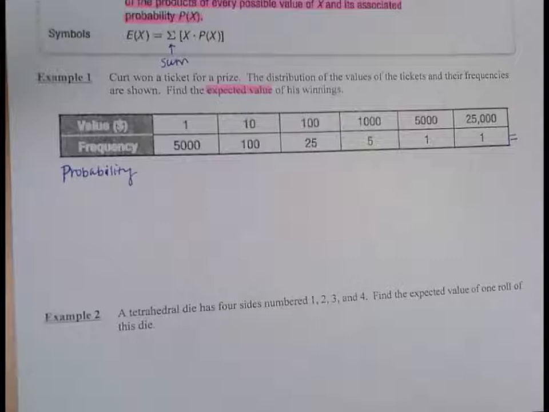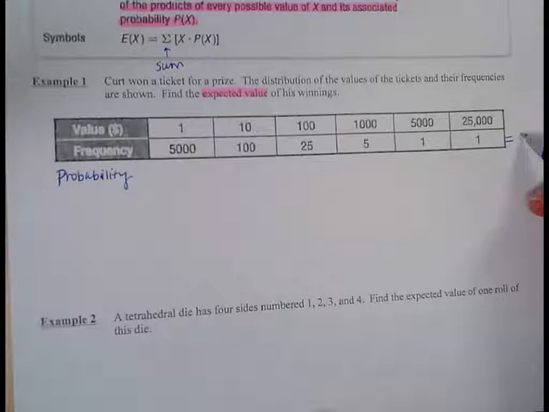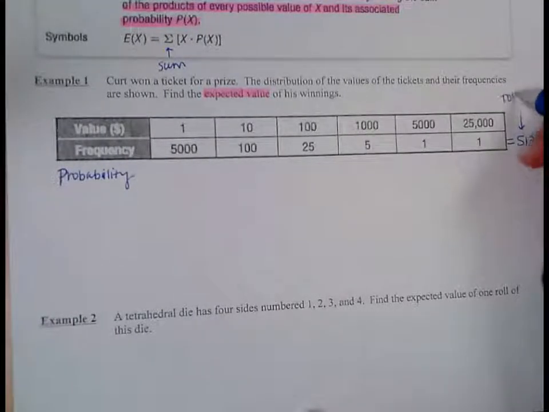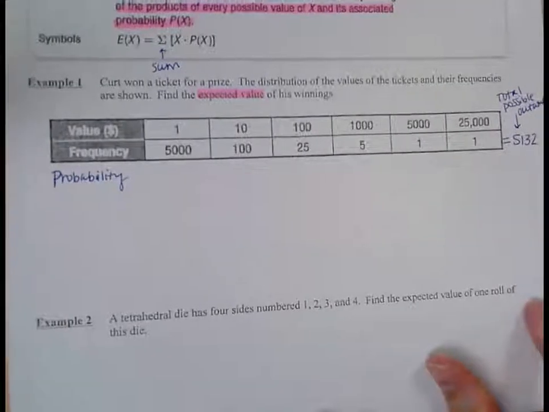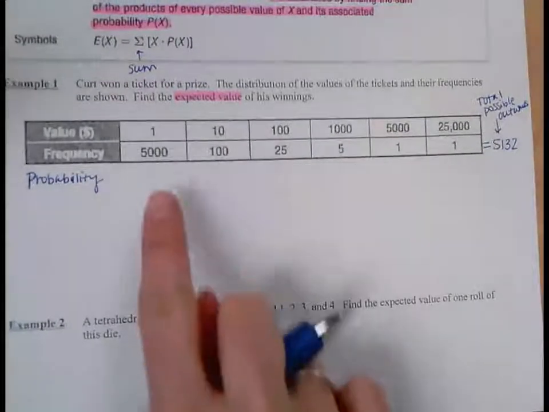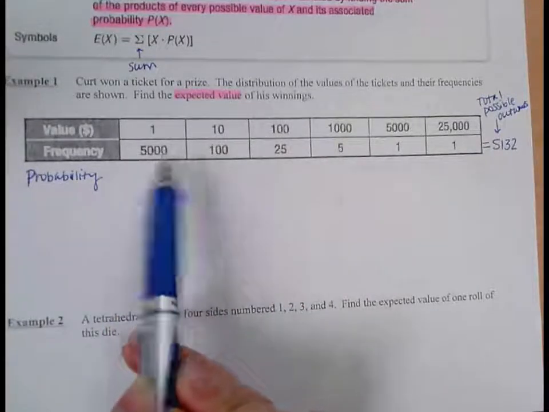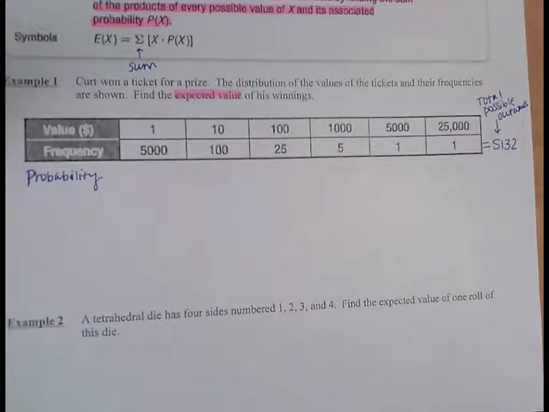that we have. So if we add 5,000, 100, 25, 5, 1, and 1, I'm getting 5,132. If you want to label this total possible outcomes. Because then probability is frequency divided by the total possible outcomes. So taking the frequency that it could occur and dividing it by all of the occurrences to get that percentage.